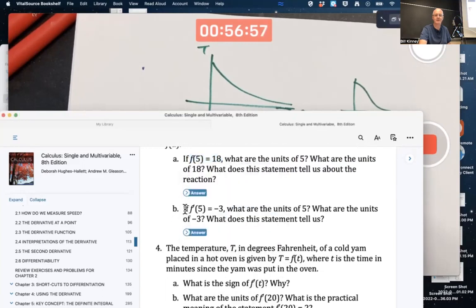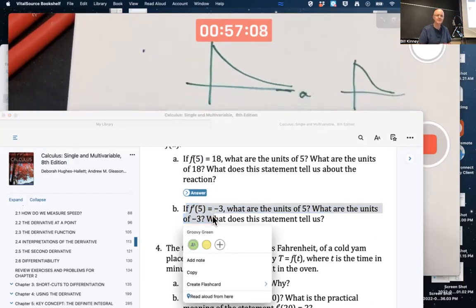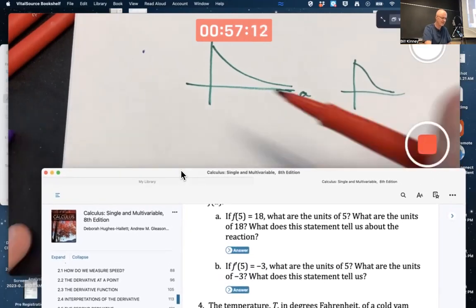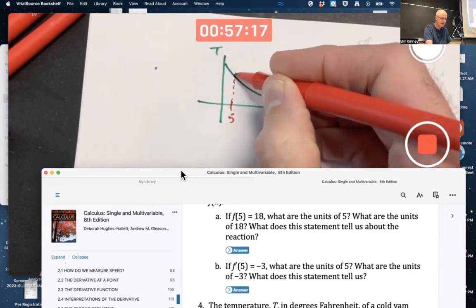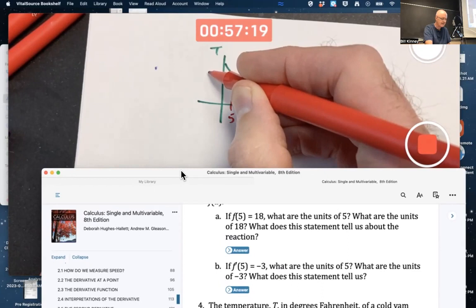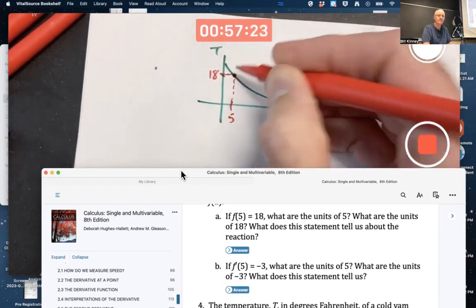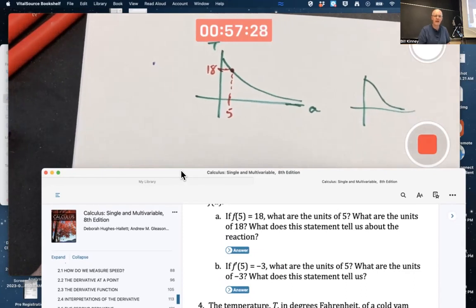B is harder. It involves calculus. If f prime of 5 is -3, what are the units for the 5? What are the units for the -3? And what does the statement tell us? This is kind of tricky. So again, we're assuming f of 5 is 18. Let's pretend 5 is right there on the A-axis and 18 is right there on the T-axis. Did I say 15? 18. That's how to interpret part A.